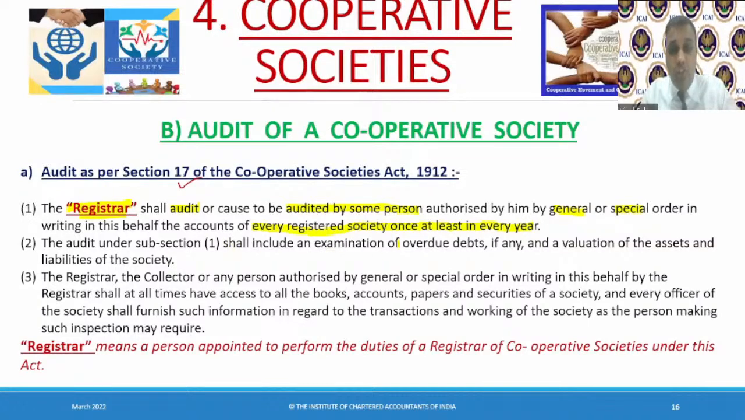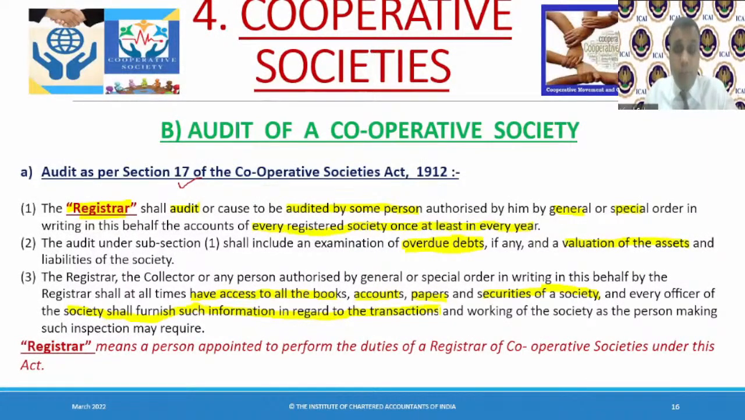The audit under this section shall include an examination of overdue debts, if the cooperative society has lent money, and the valuation of assets and liabilities of the society. The registrar, the collector, or any other person authorized by order in writing by the registrar shall have access to all books, accounts, papers, and securities of the society, and every officer of the society shall furnish such information in regard to such transactions and working of the society as the person authorized by the registrar to audit the accounts requires. Everything should be made available to him or her.